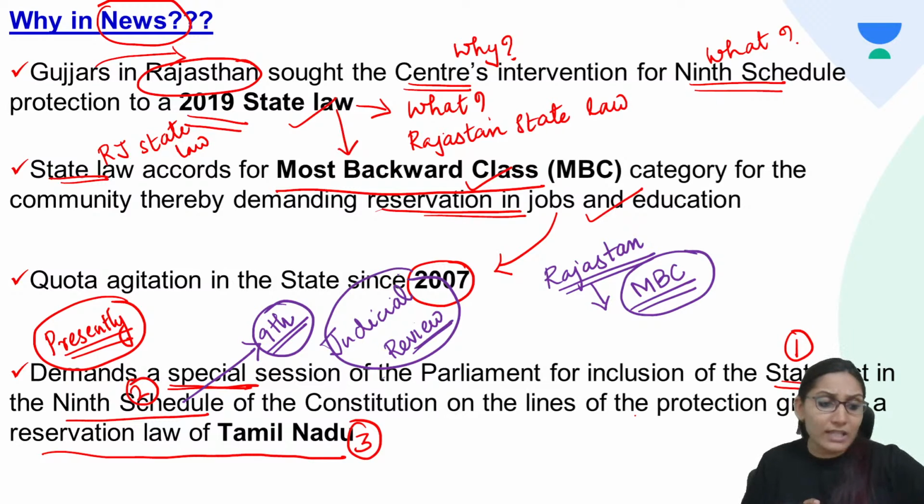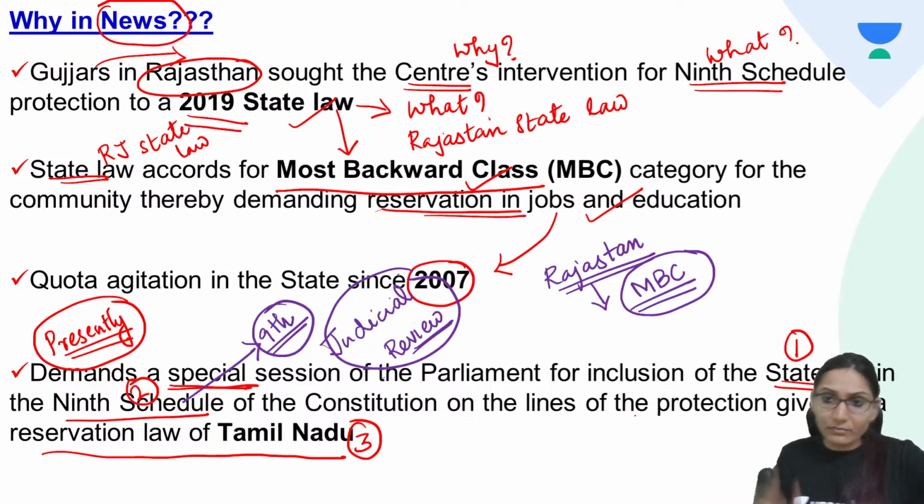The 9th schedule is an exception because for any law which is put under the 9th schedule, suppose parliament passes a law and puts it under the 9th schedule, then the Supreme Court will not have the authority or the right to conduct a judicial review, or it is outside the scope and purview of judicial review. So, this is the 9th schedule. We will see why it has to be put in the 9th schedule, why there is a demand from the Gujjars community to put this law, the state law, that is the Rajasthan state law, under the 9th schedule. We will come to it.